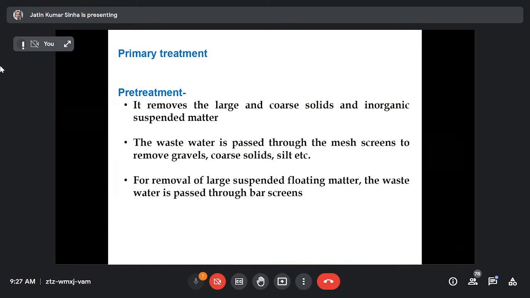For removal of large suspended floating matter, the wastewater is passed through bar screens also. Okay, so depending upon where the water is floating in an area, then there is a separation, with a bar. Okay, so all these physical materials are slightly heavier, so they do not cross that bar. So water overflows that bar, and this is the way the physical separation also happens without going through a mesh system.